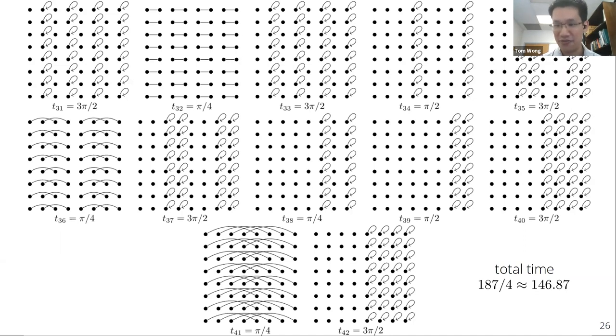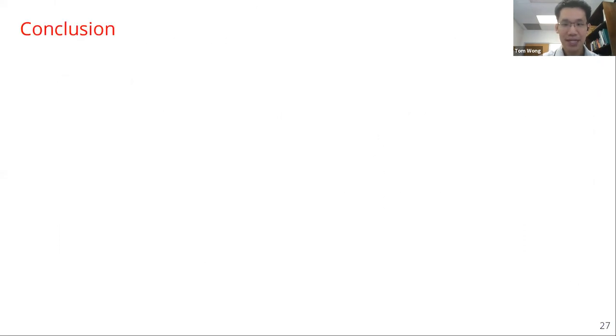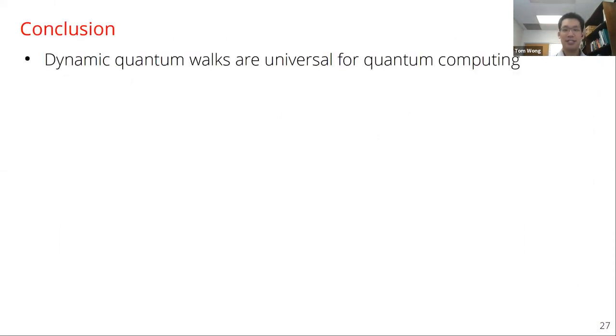That should be pi over 4, which is about 146.87. And we actually simulated this. So we wrote down the adjacency matrix of all 42 of these graphs, and we did the time evolution, and we plotted it, and we showed that this does exactly as you expect that the circuit does. So we're able to add using a continuous time quantum walk using this Fourier transform method.